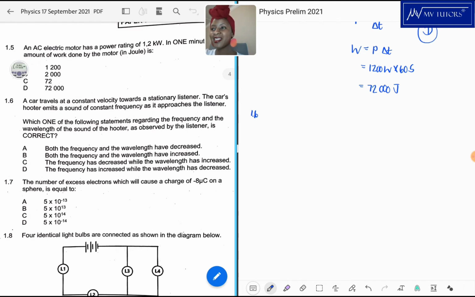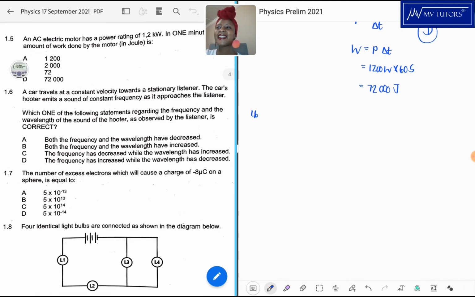We are halfway there. All right, so a car travels at a constant velocity, acceleration is 0, towards a stationary listener. Okay, so the car is moving, stationary listener. The car's hooter emits a sound of constant frequency as it approaches the listener. Okay, so you have a car there.